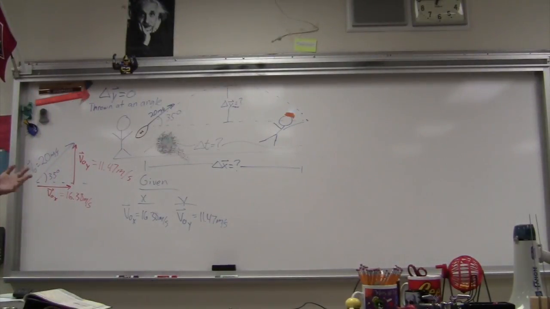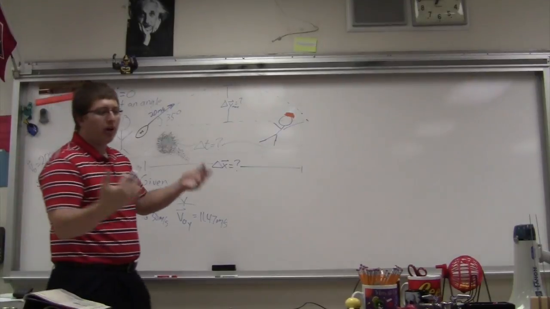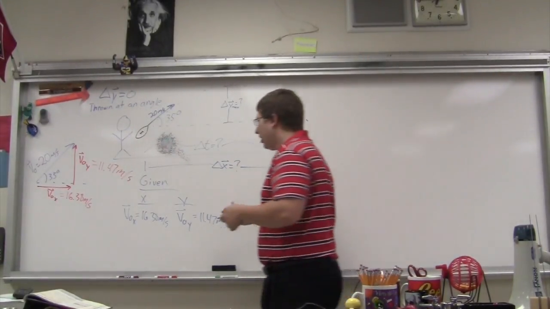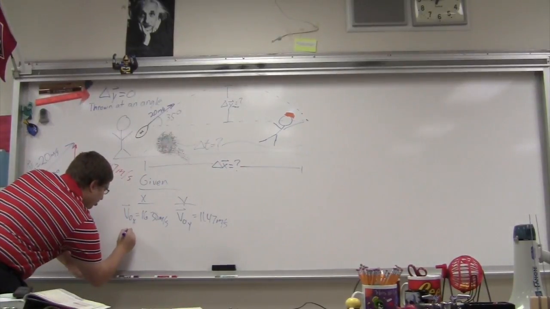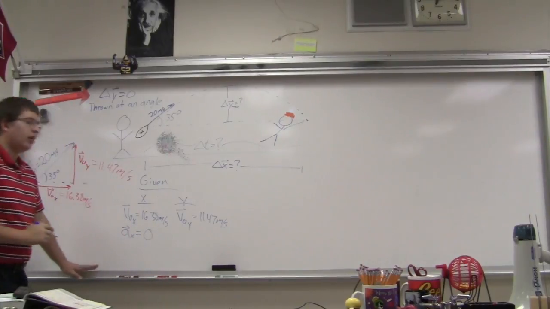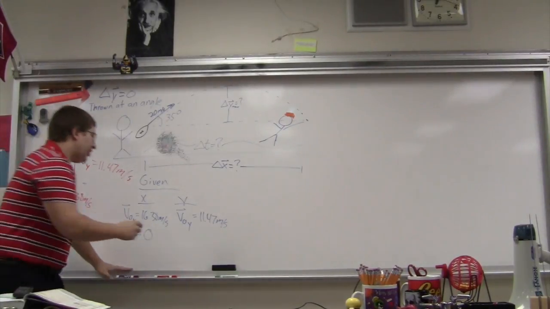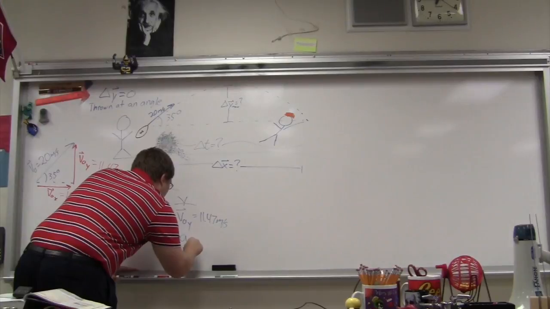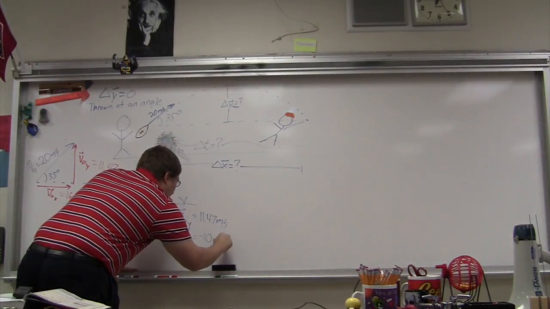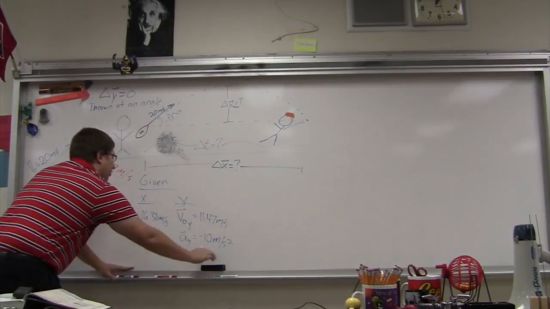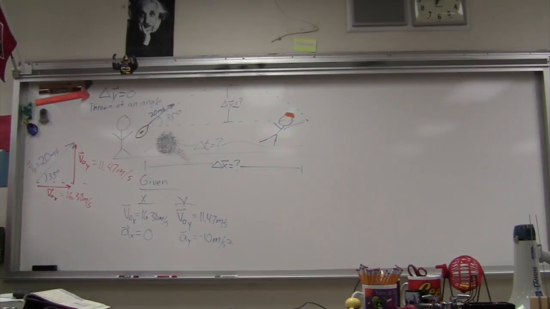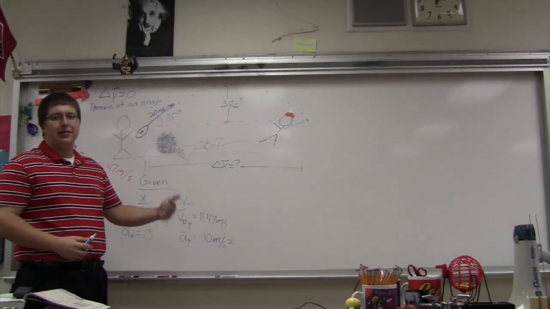Now we're going to go to some of the other givens that keep showing up in our projectile motion problems. We know the acceleration in the X and the Y. In the X direction, there is no acceleration. There's nothing to make it accelerate horizontally. In the Y direction, we know we have gravity. So this will be Ay equals negative 10 meters per second squared.